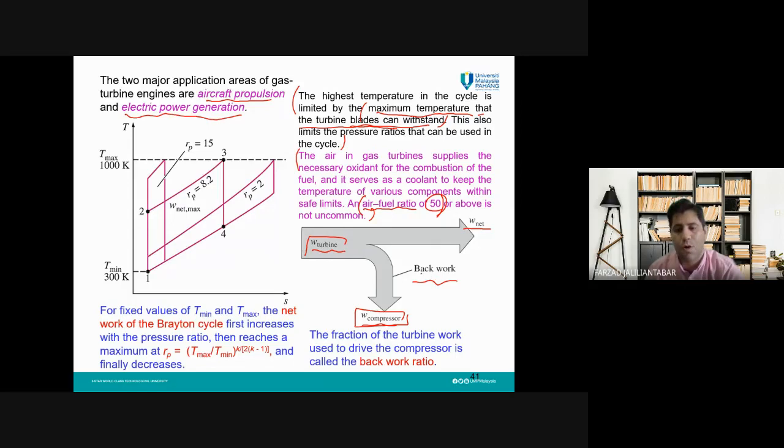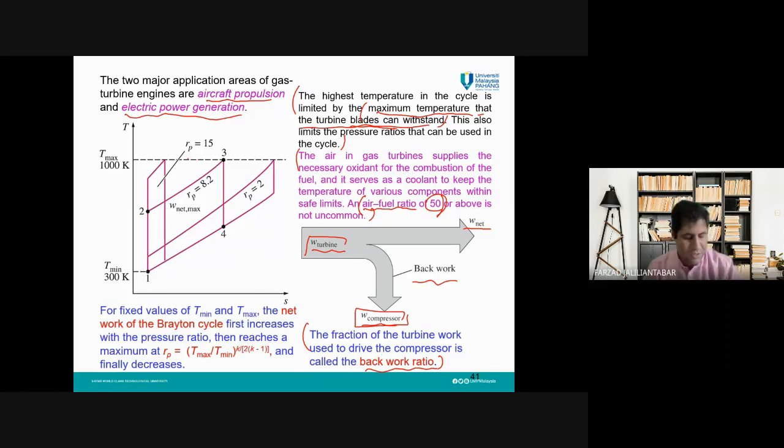We call this back work. And the fraction of the turbine work which is used to drive the compressor is called back work ratio, or simply W compressor divided by W turbine will give us the back work ratio, which later I will discuss in the example as well.